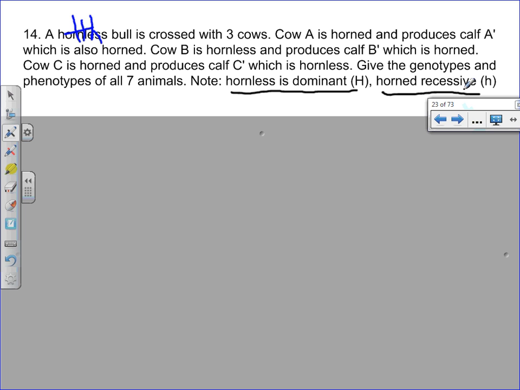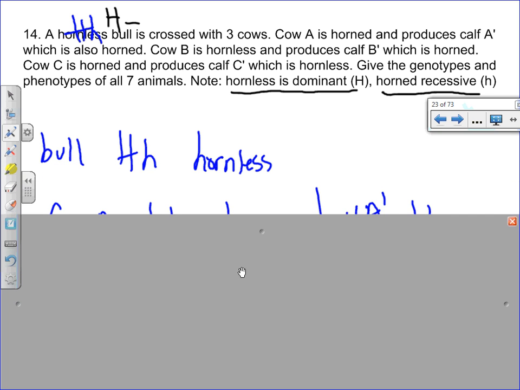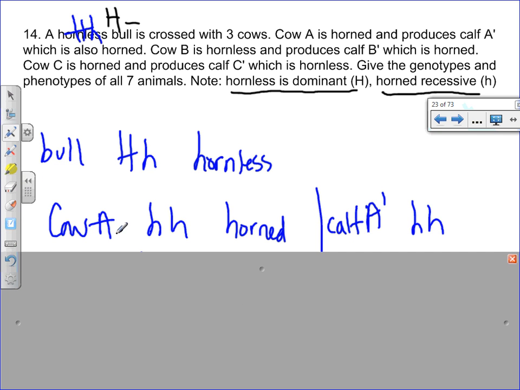All right, well, a hornless bull. So we know it's got to be big H something, because that is a dominant trait. And the bull is the male, so he has to give his alleles or gametes to the baby. So let's see. It says cow A is horned. Horned is recessive. So we can kind of figure out cow A's. Cow A is horned, so we know that she must be little h, little h.